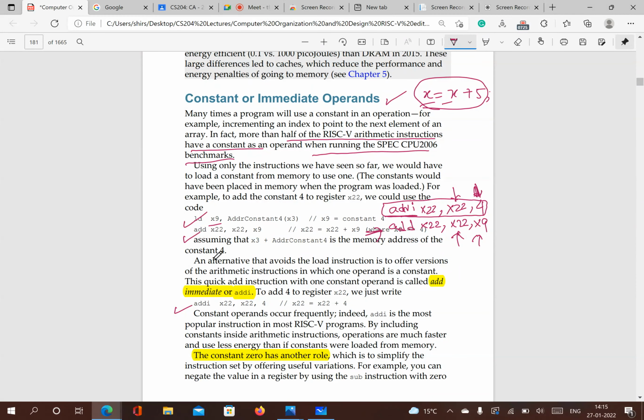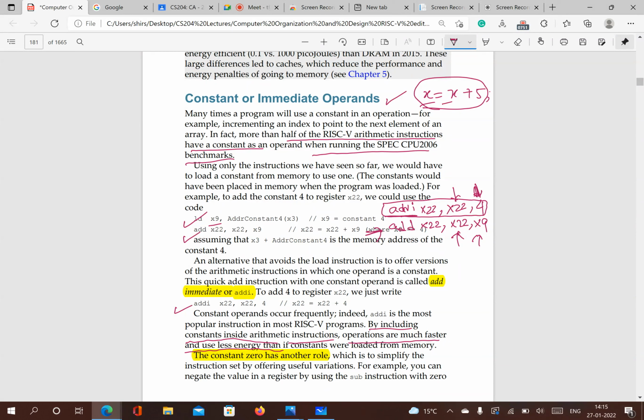If you read here, you'll see that by including the constant inside an arithmetic instruction, operations are much faster and use less energy. Why operations are faster, I have already explained, because you need not go to memory and fetch the data. Data is already within the instruction. So the fetching time, or interaction time with the memory, will be saved, and your operation will be faster. This is the first point.